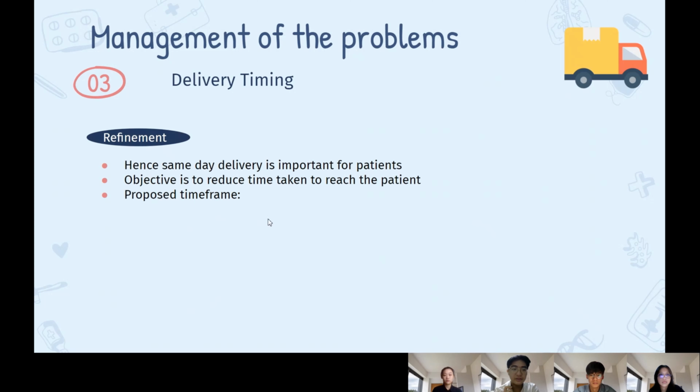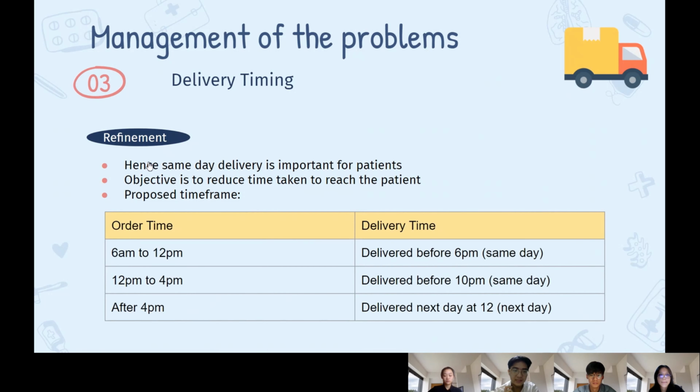Our objective is to reduce the time taken for the medication to reach the patient, and this is our proposed timeline. If the order is between 6 a.m. to 12 p.m., it will be delivered before 6 p.m. If it is ordered from 12 p.m. to 4 p.m., it will be delivered before 10 p.m. But if it is ordered after 4 p.m., it will be delivered the next day by 12 p.m.